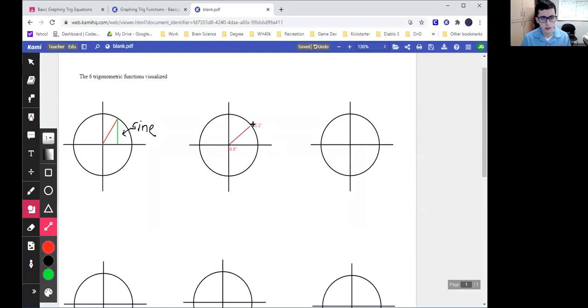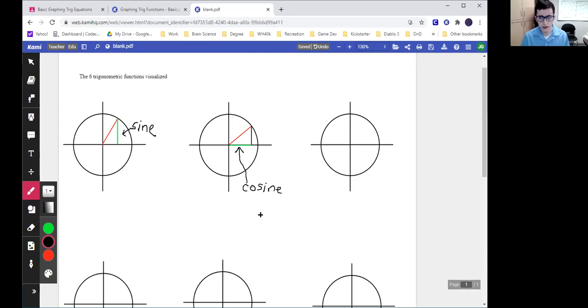And cosine is represented by this horizontalness here. That's your cosine. Okay, but there's 4 more that we haven't really talked about. I've spoken a little bit about tangent, but not really about the other 3.